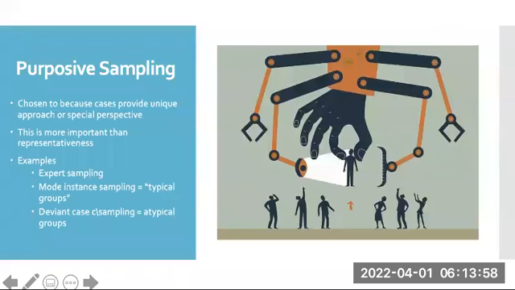Purposive sampling. In this type of sampling, cases are selected because researchers believe that cases can provide them with access to a unique approach to a problem or situation or a special perspective. They can provide a unique insight, expertise, experience, characteristics, or condition that they wish to understand. So you can use this in research in which, for example, purposive sampling might actually be preferable to a more representative one.